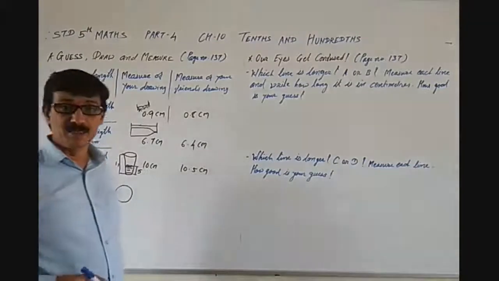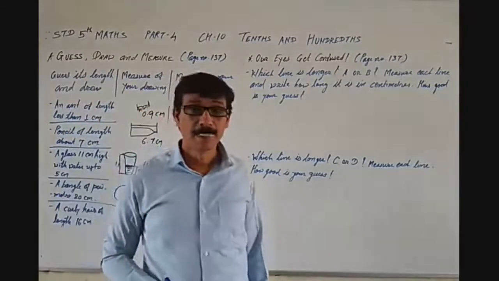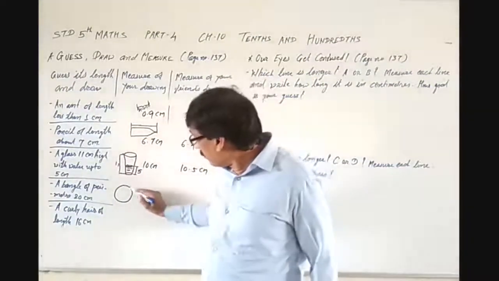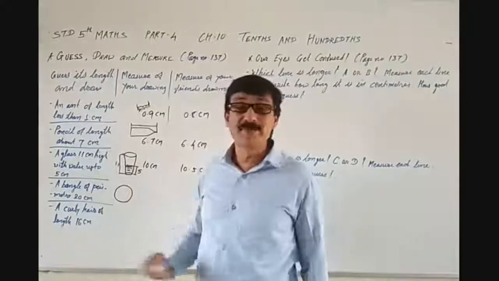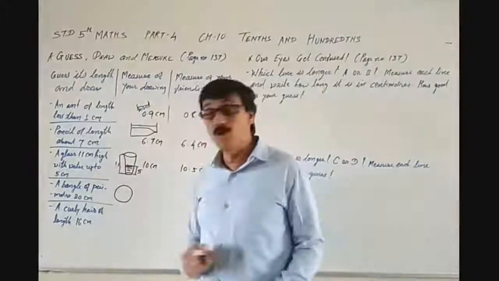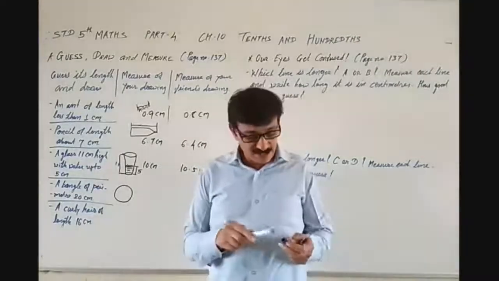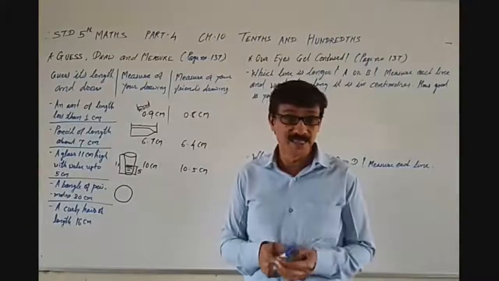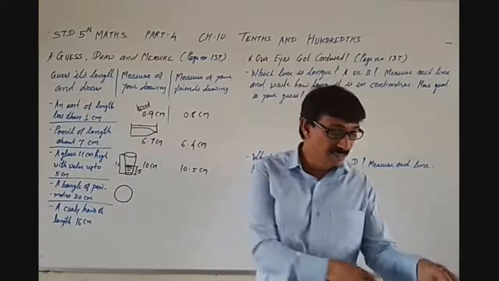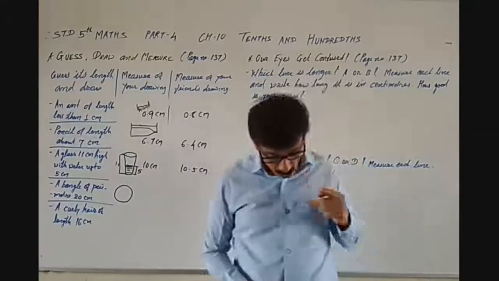Now perimeter. What is the perimeter? It is the length of this border. Perimeter means the length of this border. Now how will you measure this border? That is also a question. How to measure this border? For that, what will you do?